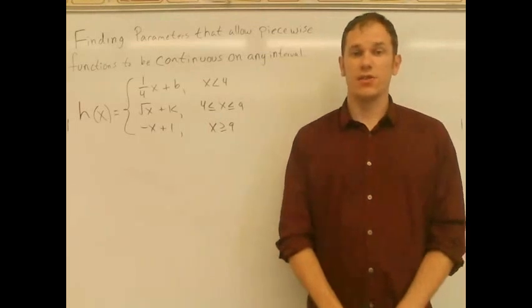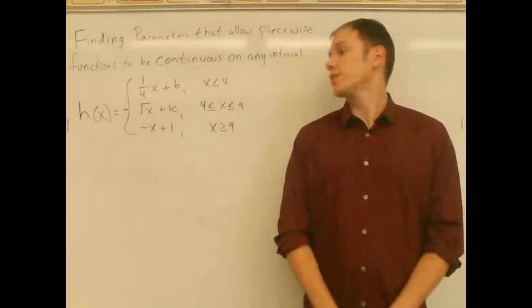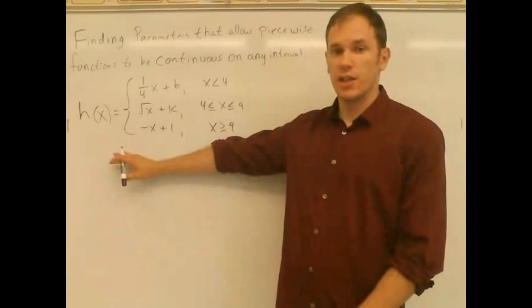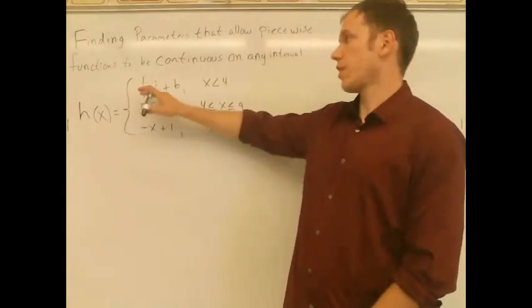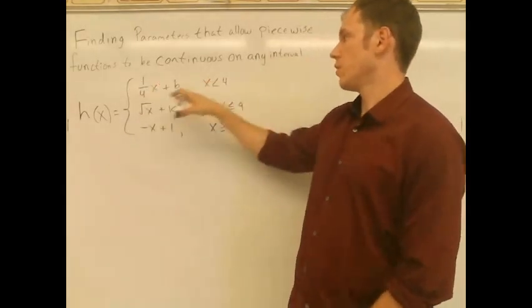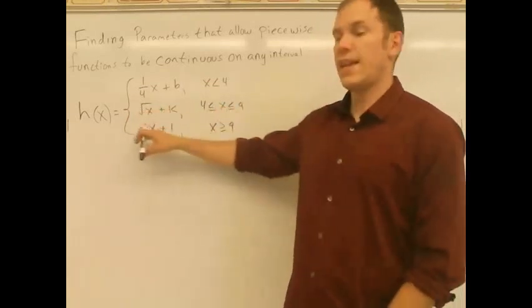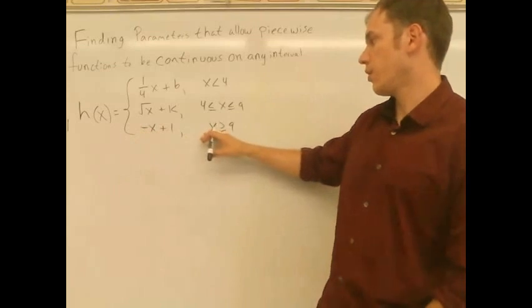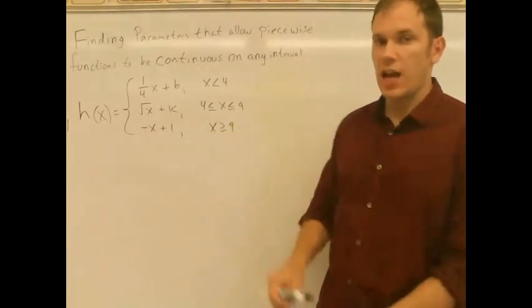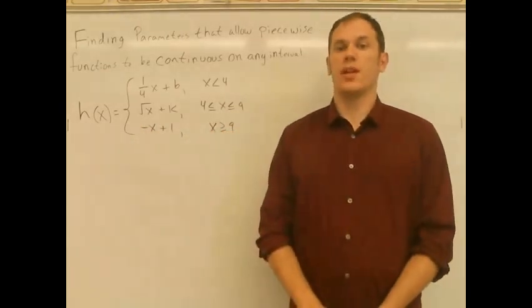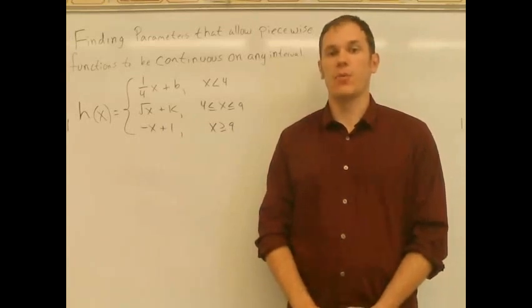Now that you've seen two examples done out, I would like you to take a moment to check out this function where you have h of x equals 1/4 x plus b when it's less than 4, radical x plus k when you're between 4 and 9, and negative x plus 1 when you're greater than or equal to 9. I want you to take a moment and see if you can answer this question about what b and k are equal to.